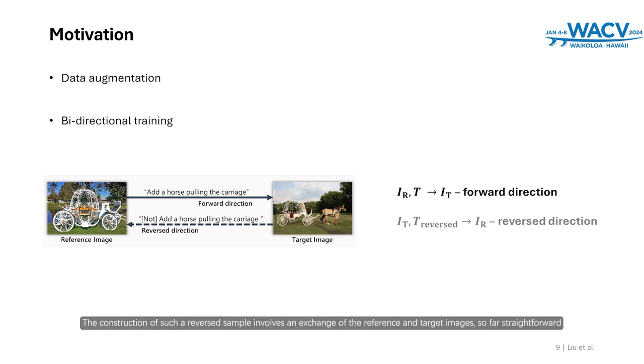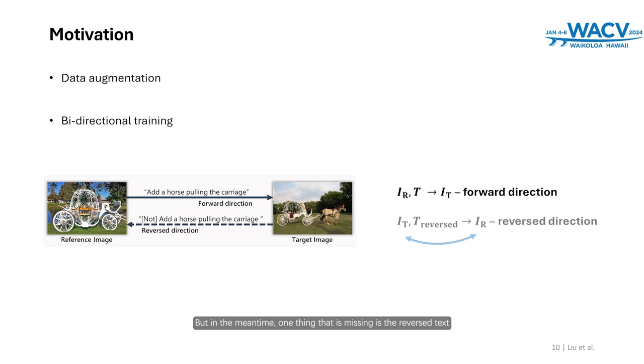The construction of such a reverse sample involves an exchange of the reference and target images. So far, straightforward. But in the meantime, one thing that is missing is the reversed text. To manually collect them is counterproductive for a data augmentation scheme. Meanwhile, we note that not all texts carry very simple semantic meanings, as the example we demonstrate here. Some are complicated, and we can't simply use handcrafted rules to replace words with antonyms.